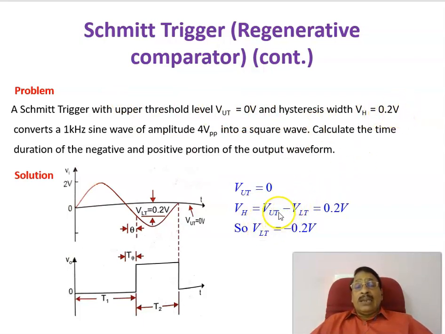Hysteresis width is nothing but the upper threshold voltage minus the lower threshold voltage. That is given as 0.2 volt and VUT is given as 0. Therefore, substituting in this equation, the lower threshold voltage is equal to minus 0.2 volt. Then you can calculate T1, and if you take the total time period T, T minus T1 will give T2.